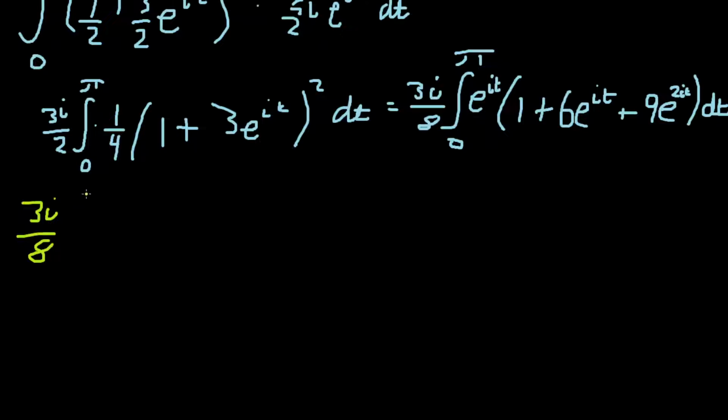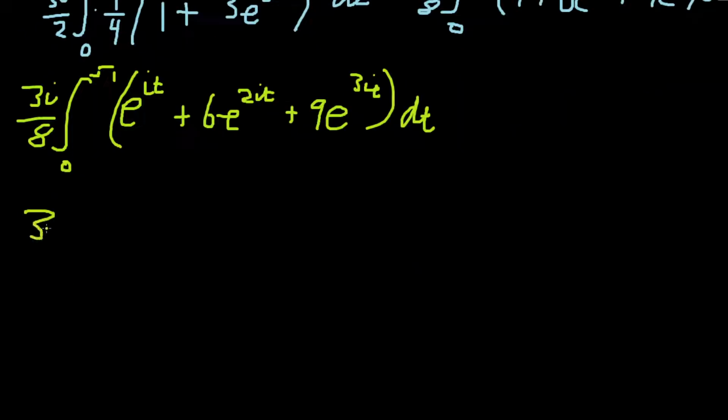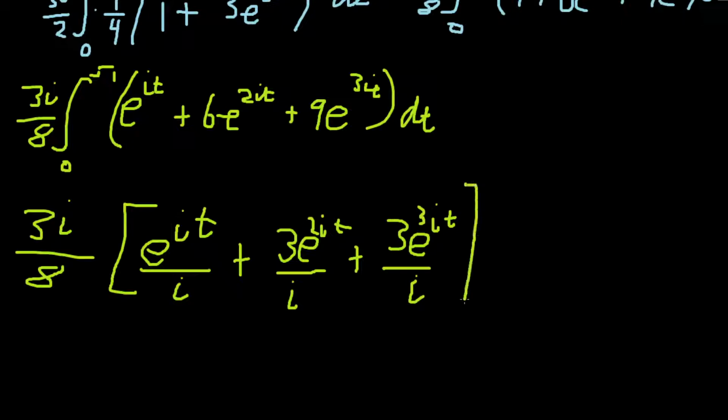3i over 8 times the integral from 0 to pi of e to the it plus 6 e to the 2it plus 9 e to the 3it, and we're getting close now, dt. So this is just 3i over 8 times e to the it over i plus, if we drag this constant down, we get 3 e to the it over i. Same thing here, we get another 3 e to the it. Sorry, I've been forgetting these constants. 2, 3 over i, evaluated from 0 to pi.